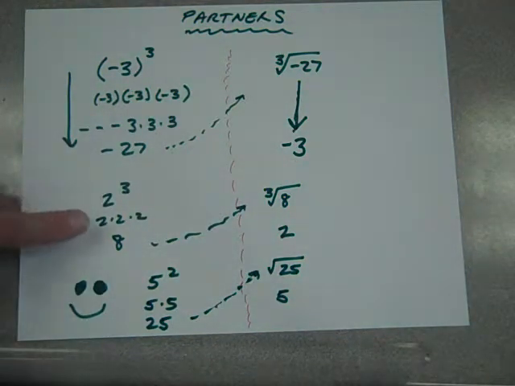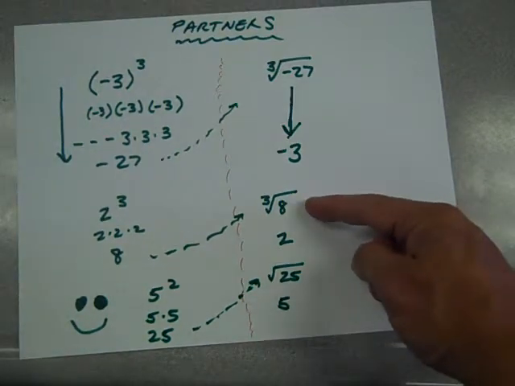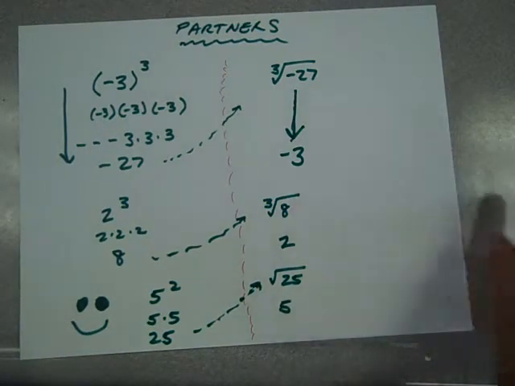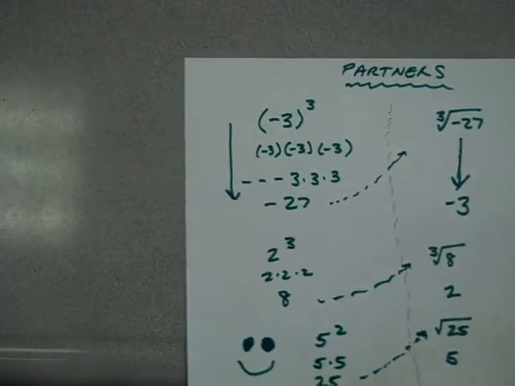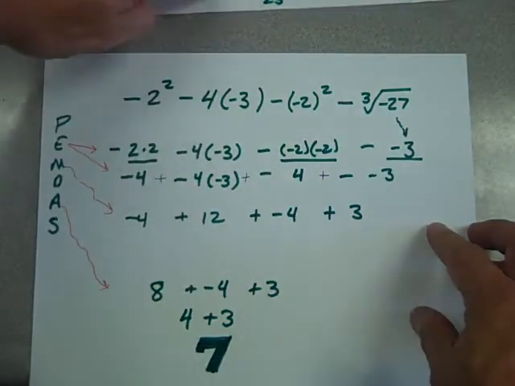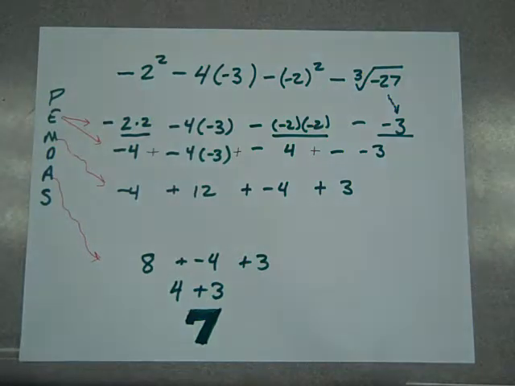Now, the next problem's a little easier. We've got 2 cubed is 8. So what's the cube root of 8? 2. And you can see the relationship here. And finally, I show 5 squared is 25, and the square root of 25 is 5. It's important to realize that order of operation is here. So I included it all here. And it's also important to realize we have to handle radicals with our exponents.